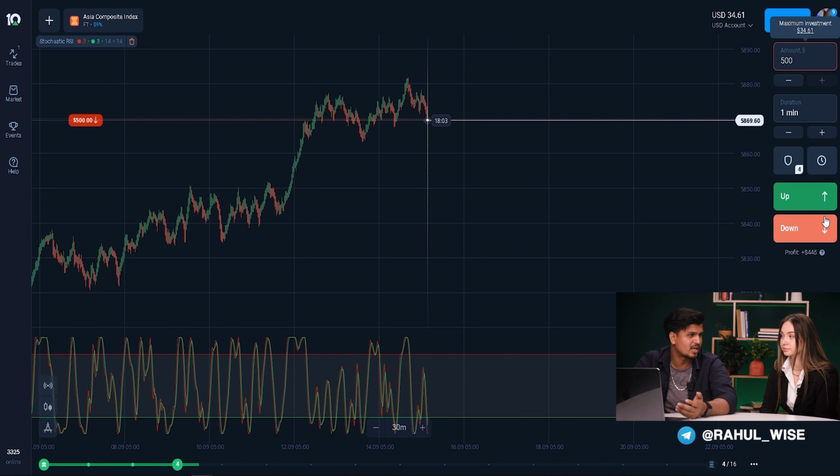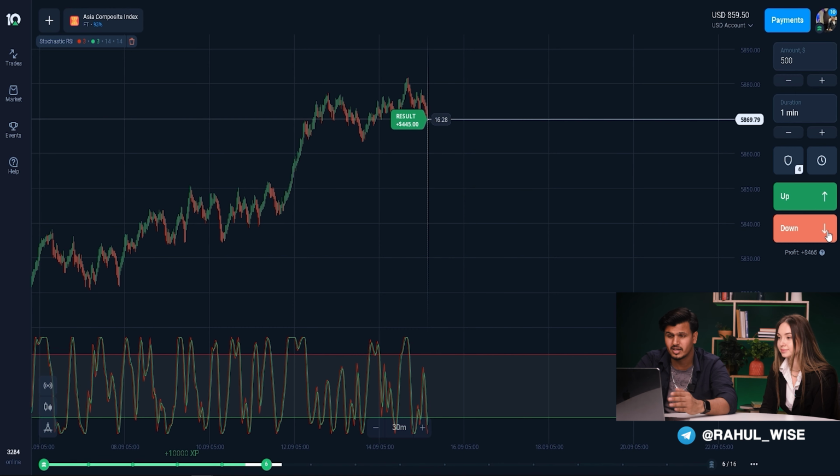So there are two types of candlestick: bullish and bearish. Bullish is growth, usually green or white, and bearish is falling, black or red, when the closing price is lower than the opening price. So did you get it? Yeah, I get it. And here the deal is over.